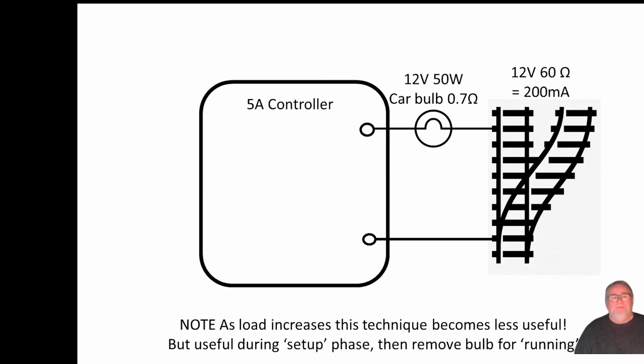And go back to something that we did earlier on. If I've got a layout and I'm only running 1 loco on it, a couple 100 milliamps, but I've got a great big 5 amp controller.